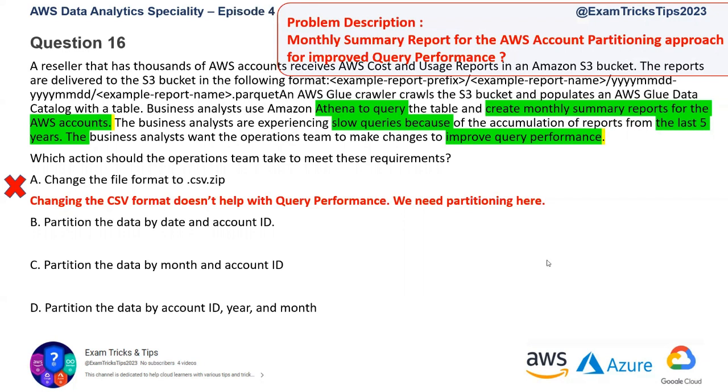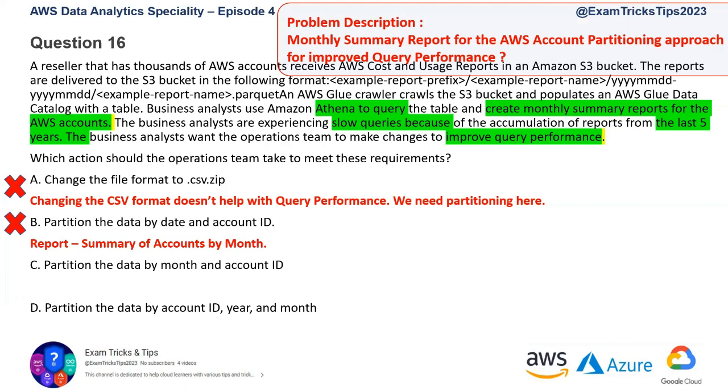Now let's look at option B. Option B says partition the data by date and account ID. Account ID is fair enough, but we don't want it by date. We want it by month. So option B is ruled out for that purpose. Now option C and option D are left. Option C partitions by month and account ID, whereas option D partitions by account ID, year and month. Order is important, but it's not very clear whether we should choose month over account ID.